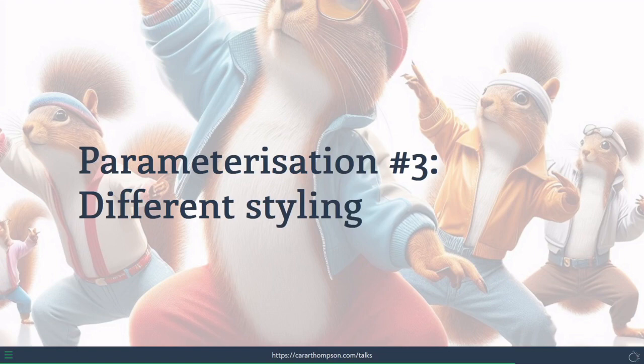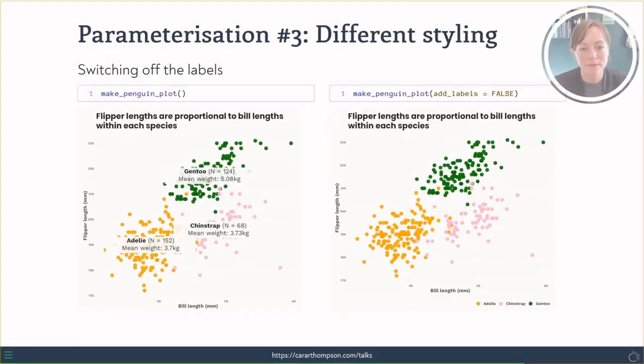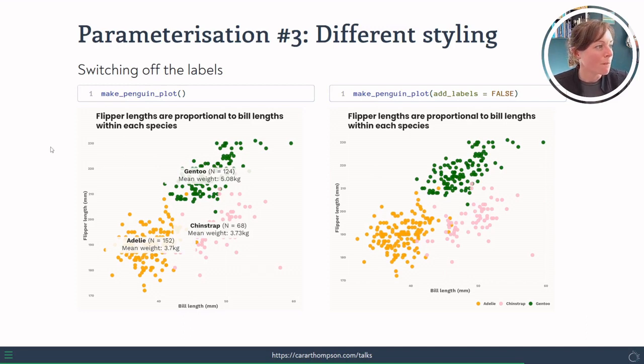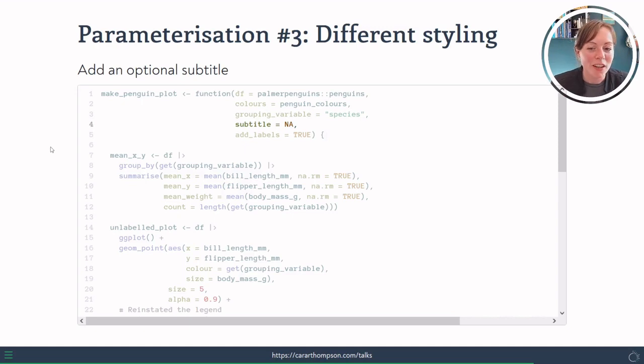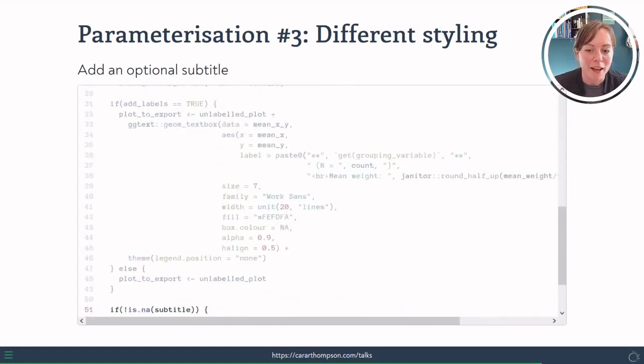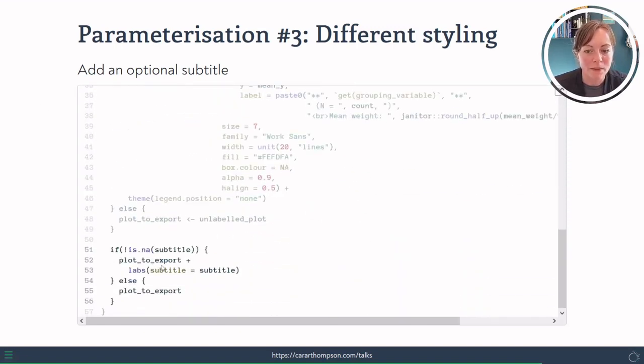And the last way that we're going to add some parameterization to our plot function is to do with the styling. So we've already played around with the styling a little bit by adding the labels as a true or false logical argument. But I think there's more that we can do. So we're going to try and add a subtitle in, and we're going to say maybe the subtitle default is NA. And again, if the subtitle is NA, then just export it as it is. But if the subtitle is not NA, then we're going to just add the subtitle as we've specified it in the argument. And again, this just gives you more flexibility when you're creating your plots for a report.